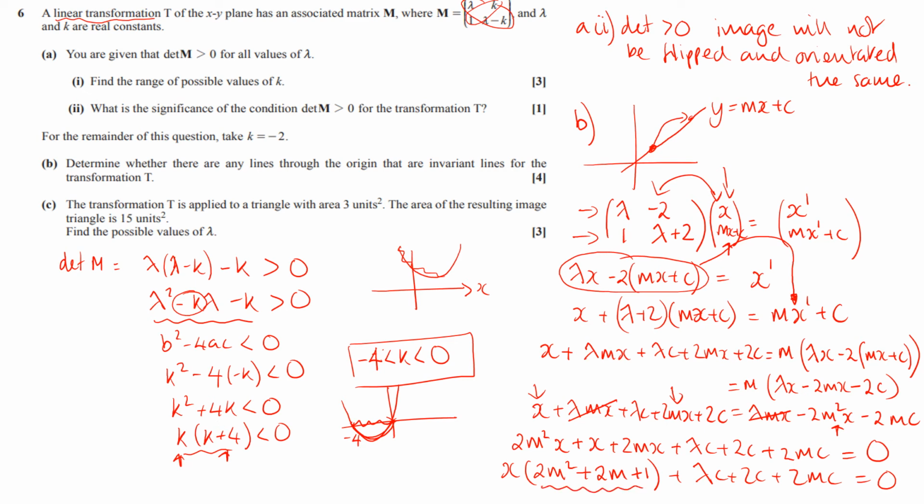Now, having this expression here, because this represents the y-coordinate of the new line, then it's so many x plus c. These can all group together and just be one constant, but this represents the gradient, and because 2m squared plus 2m plus 1 I can't factorize, that has got no real roots. So therefore, I'm not going to have any invariant lines. So there's no invariant lines.